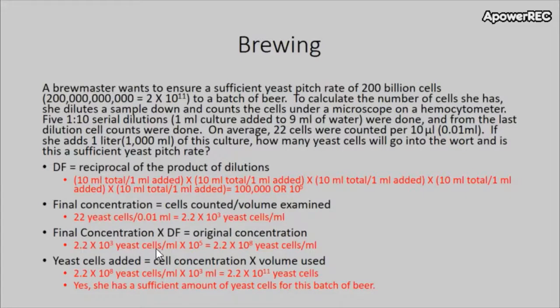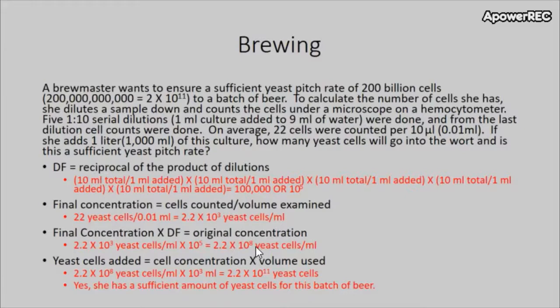2.2 times 10 to the third yeast cells per mil times our dilution factor, 10 to the 5th, equals 2.2 times the addition of these two exponents. 10 to the third times 10 to the 5th equals 10 to the 8th. Remember, you always add the exponents. Don't multiply them together. It's an addition. It's not 10 to the 15, it's 10 to the 8th.